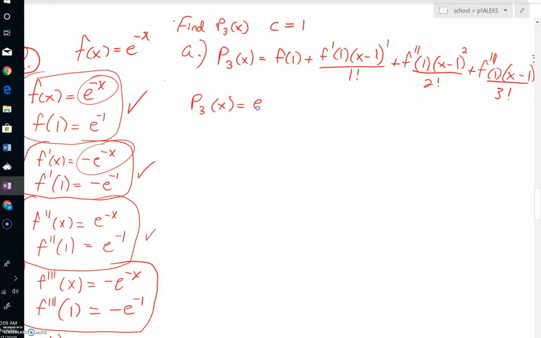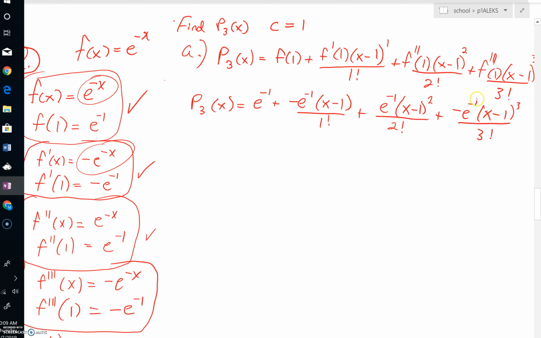F of 1 is e to the negative 1. F prime of 1 is negative e to the negative 1. And then we have our x minus 1 right here, and that's all over 1 factorial. The second derivative is just back to e to the negative 1, and here's an x minus 1 squared over 2 factorial. And then the third derivative is that negative e to the negative 1, and here we have our x minus 1 to the third over 3 factorial. So that's all well and good.